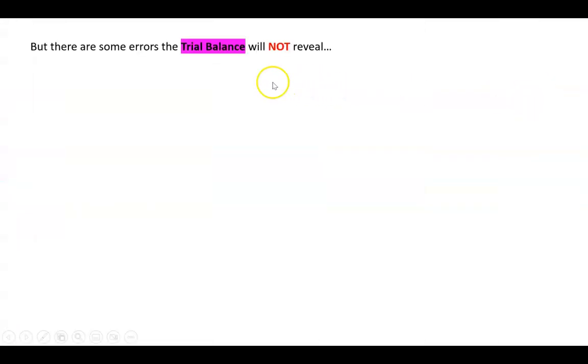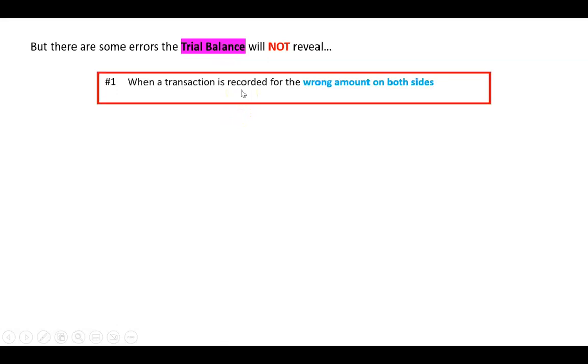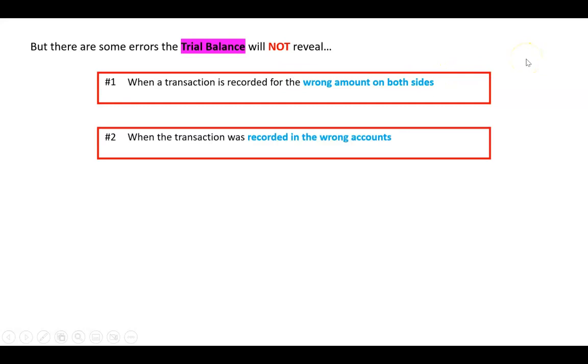The problem is there are some errors the trial balance will not reveal. So for example, and this is the big worry, is my trial balance could balance debits, credits beautifully 100%, yet it could still be wrong because the transaction was recorded for the wrong amount on both sides. So maybe something was meant to be $5,000 and it was recorded for $500, but both a debit and a credit for $500 went in. Well, that's still going to balance. However, my trial balance is going to be wrong.